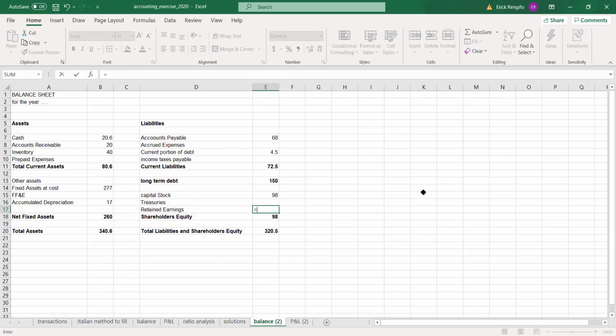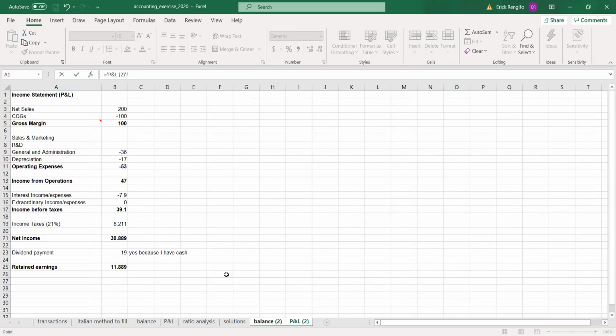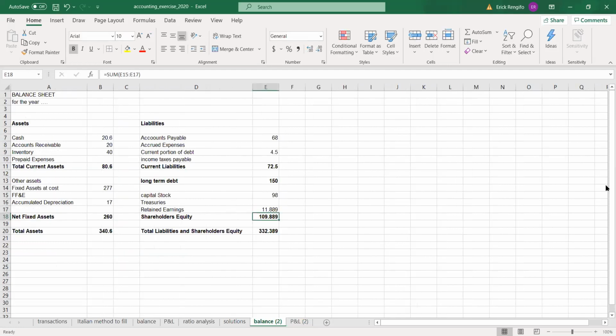Where does this number come from? The income statement. The P&L. So retained earnings is this number here. And what are we missing? So what is the difference here? It is this one minus this one, 821.